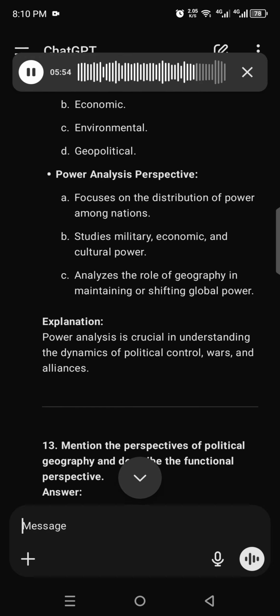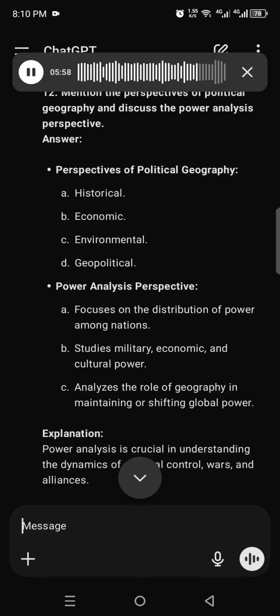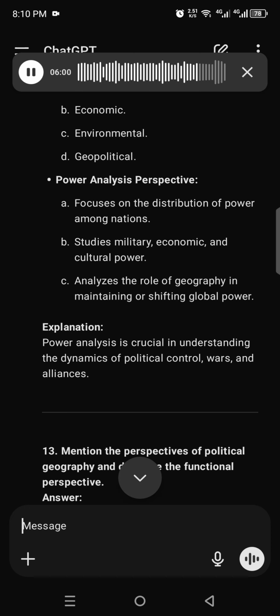1. Focuses on the distribution of power among nations. 2. Studies military, economic, and cultural power. 3. Analyzes the role of geography in maintaining or shifting global power. Explanation. Power analysis is crucial in understanding the dynamics of political control, wars, and alliances.